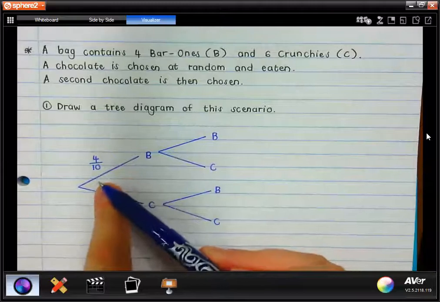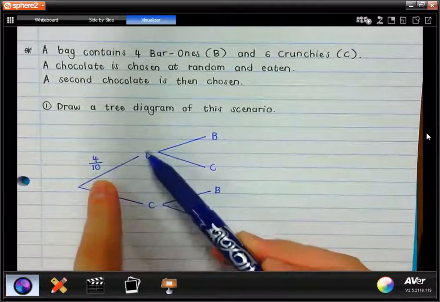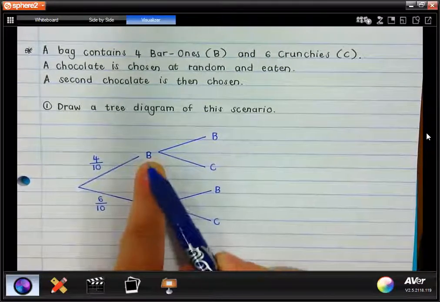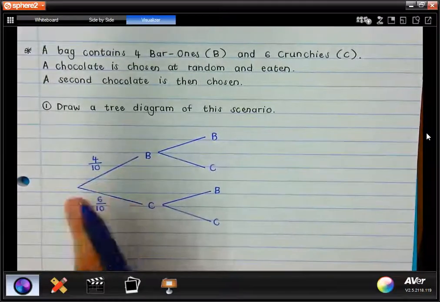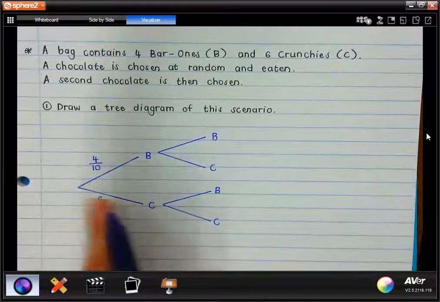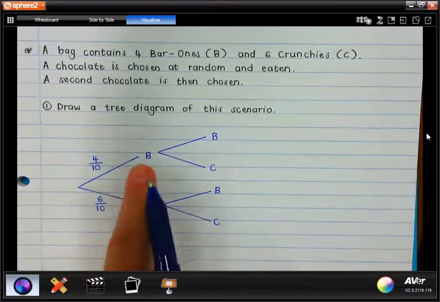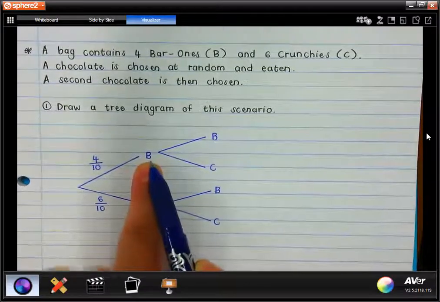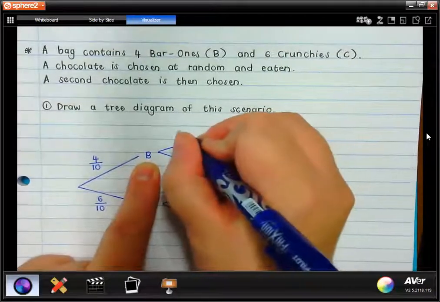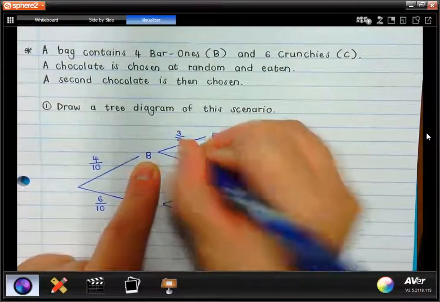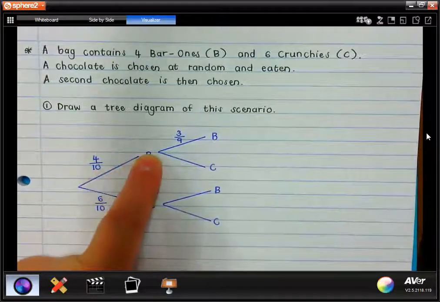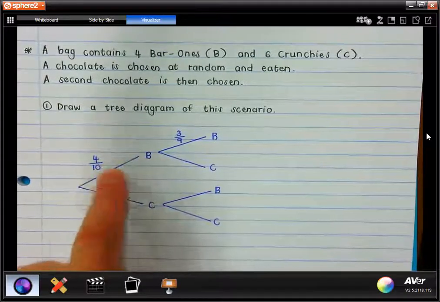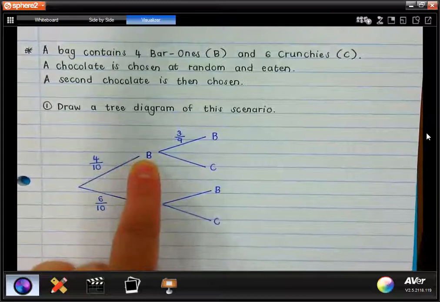All right, so the chocolates in the bag are not the same as when you chose the first one. So if we are looking at this branch, we are saying we ate the bar 1. All right. We are going to look at what happens if we ate a crunchy when we get to the second branch. All right. So if we took a bar 1 out, we are left with 3 bar 1s and 9 chocolates in total. If we're following this branch. All right, this branch is saying we took out a bar 1.